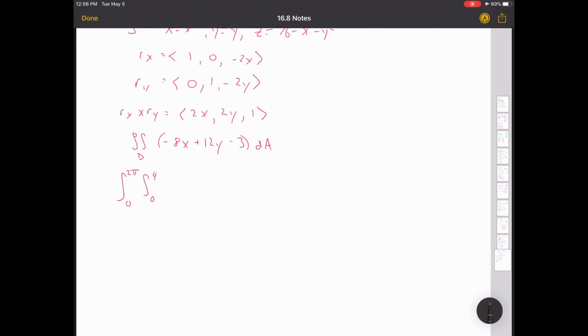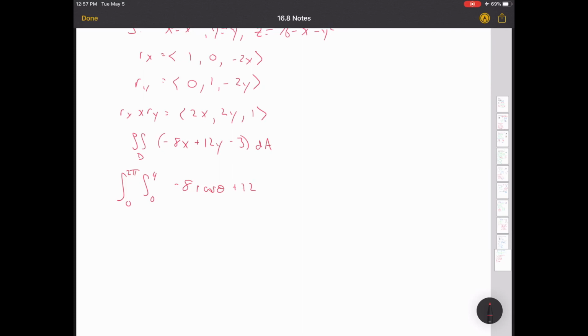Putting x and y in terms of r and theta, we know that x is r cosine theta, negative 8 r cosine theta. And you might ask yourself, well, again, why am I using r there? Why am I not using 4? Remember, now this is a surface integral. It's the entire surface. It's not just the line integral. So r in this case varies from 0 to 4. Okay, very important. Make sure you're paying attention to that.